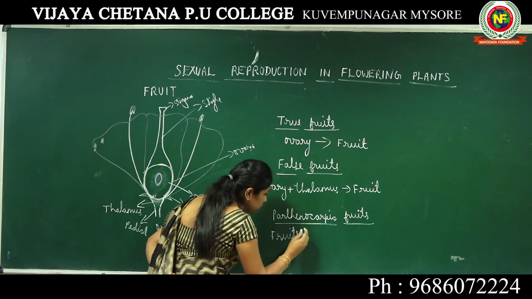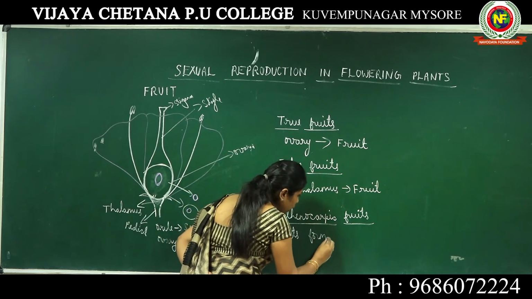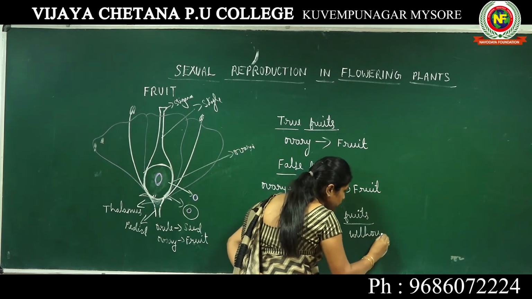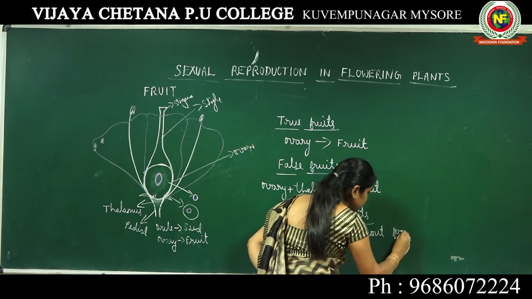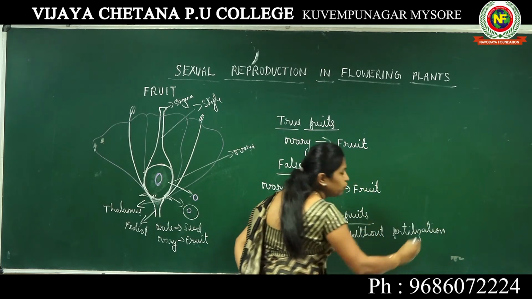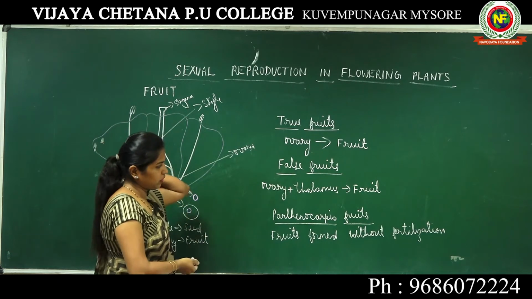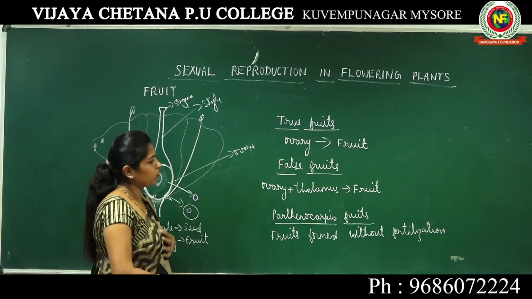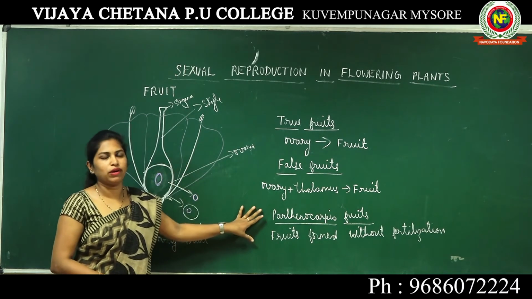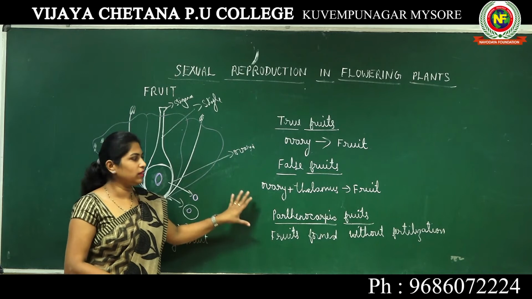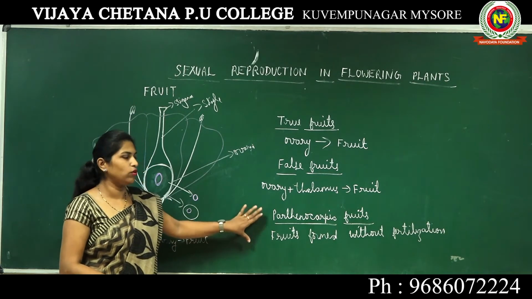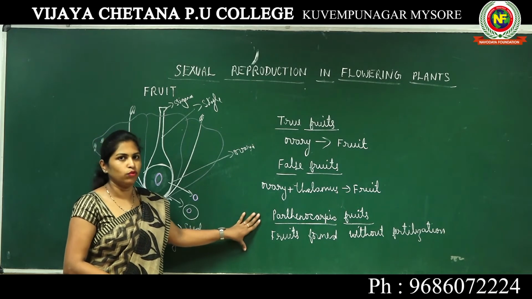The fruits formed without fertilization. The fruit formed without fertilization is known as parthenocarpic fruits. In this fruit, we will not find seeds. These fruits are formed without seeds. So these fruits are also known as seedless fruits.